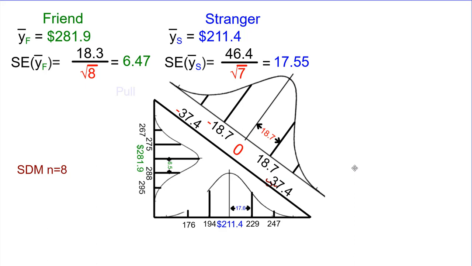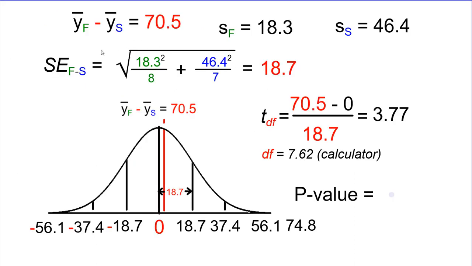Cool stuff. All right, so the observed difference in the means was $70.50, right? And so basically this is showing the Pythagorean theorem. So what we did is took the variation. We take the standard error of this one and square it, and the standard error of this one and square it. Then we add them together and take the square root, and that gives us the standard error for the difference between the friend and the stranger, which would be 18.17, which is what we have here.